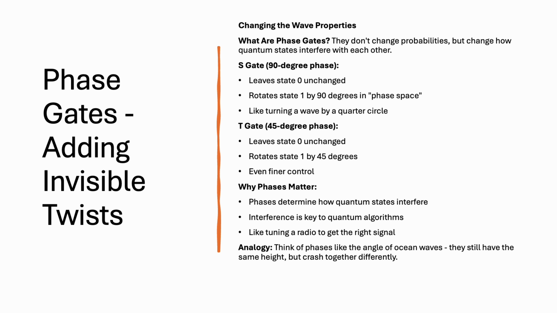For those interested in the wave analogy, phase determines when the peaks and troughs of a quantum state occur. When you combine quantum states, waves with the same phase reinforce each other, constructive interference, while waves with opposite phases cancel out, destructive interference. Phase gates give us precise control over these interference patterns.